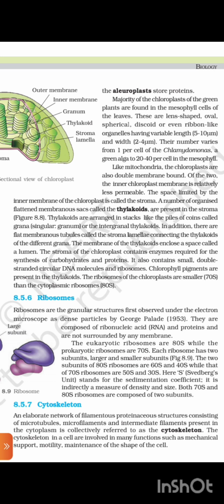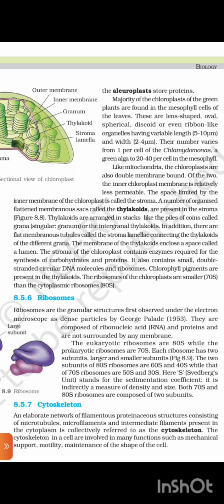Singular is granum, and these are the intergranal thylakoids. In addition, there are flat membrane tubules called the stroma lamellae connecting the thylakoids of the different grana. The membrane of the thylakoid encloses a space called a lumen. The stroma of the chloroplast contains enzymes required for the synthesis of carbohydrates and proteins. It also contains small double-stranded circular DNA molecules and ribosomes. Chlorophyll pigments are present in the thylakoids. The ribosomes of the chloroplast are also smaller, 70S, than the cytoplasmic ribosomes, 80S.